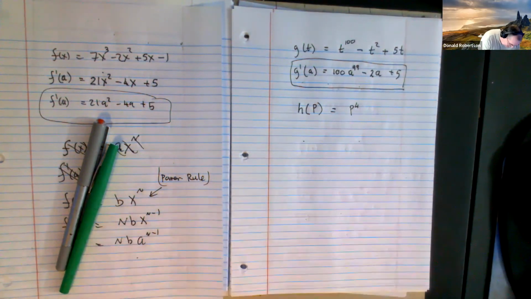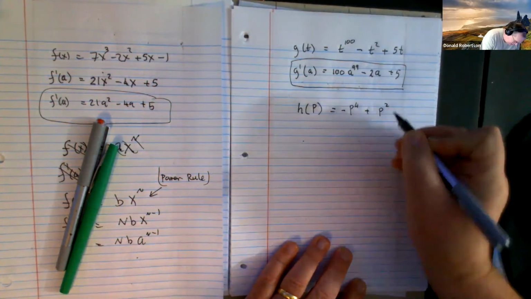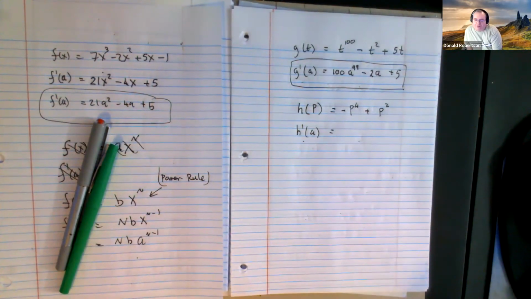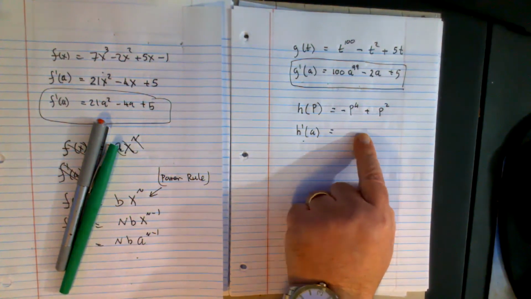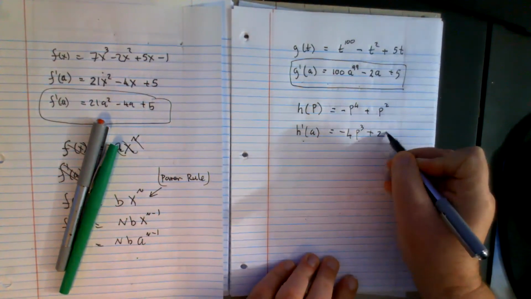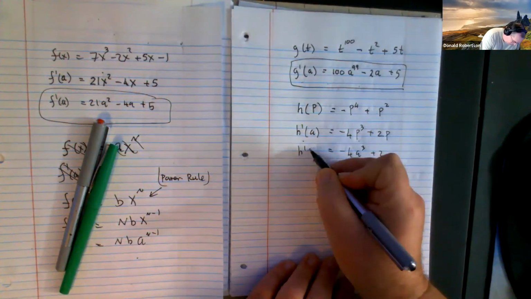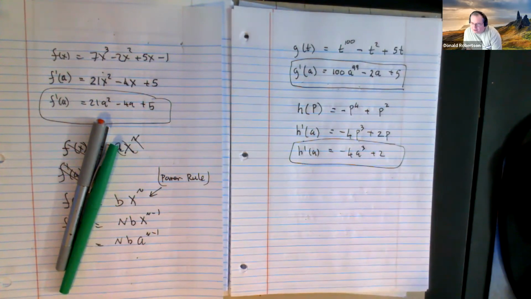Now, what about negative p to the 4 plus p squared? Somebody tell me what the derivative of that expression is, just using the shortcut method. I'll take any volunteer, just call it out. Negative 4p cubed plus 2p. And then we'll just replace everybody by a's for a little while longer. We're going to lose those a's really shortly. Are we cool with that?